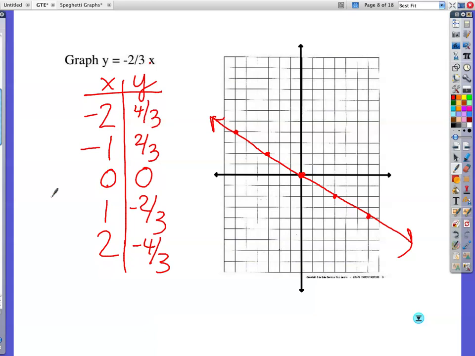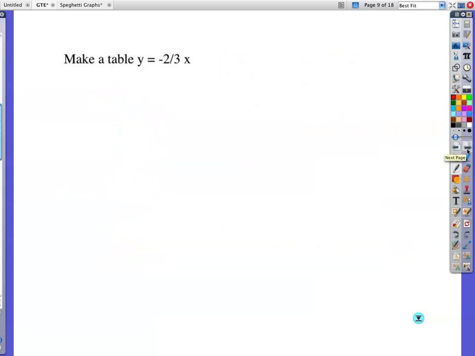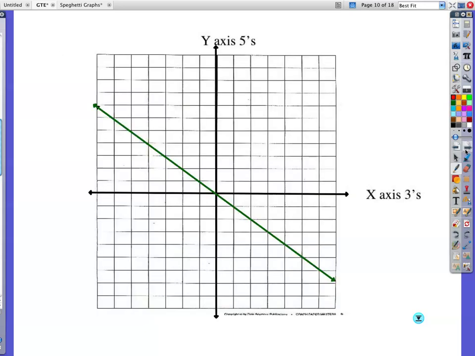Okay, that might be tough to do. You might have to graph your points. Or, yeah, I think this is probably about your best option for this. Make a table, I just did that.